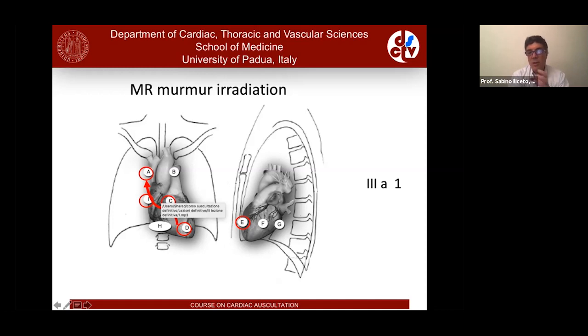The irradiation of a murmur is due to the transmission of the murmur throughout cardiac structure, and it follows cardiac structure. So when you hear a murmur of mitral regurgitation at the apex, irradiated through the base of the heart, it is very likely a posterior leaflet flail, or mitral valve prolapse.